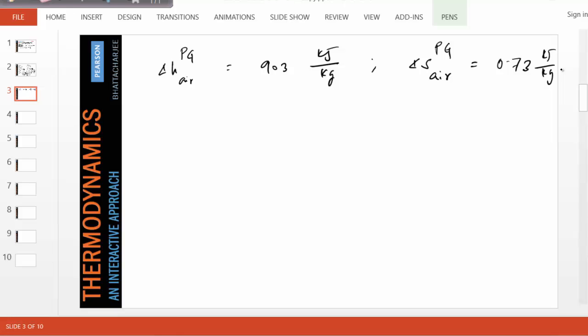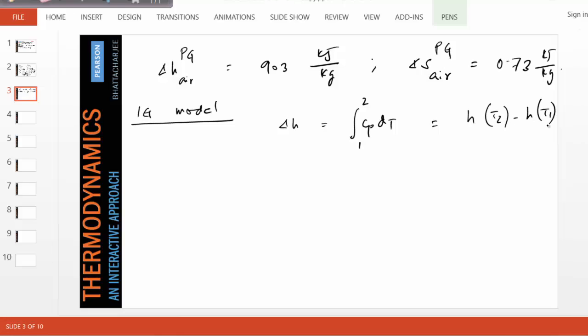All right, now let's evaluate these properties for carbon dioxide first using the IG model. We know for the IG model, enthalpy difference is the integral of Cp dT. Cp is now not a constant, so it's H at T2 minus H at T1, where enthalpy can be directly found from the tables.